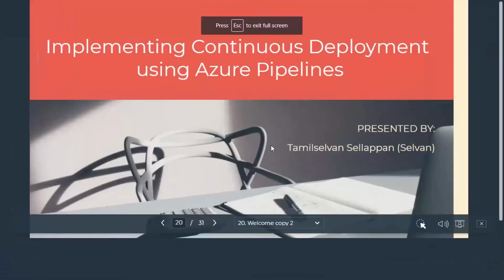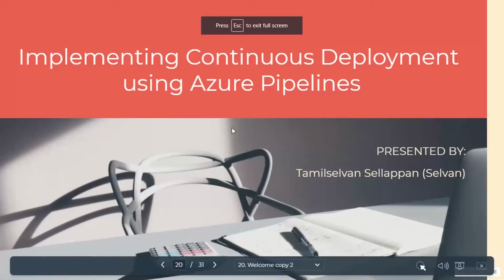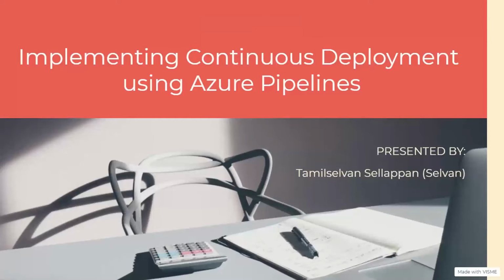So in this session, we are going to see implementing continuous deployment using Azure Pipelines. In the previous session, we saw how we can configure the release pipeline using the Visual Classic Editor. That is the GUI-based way, where there is some drag and drop, and with that we can create the release pipeline.